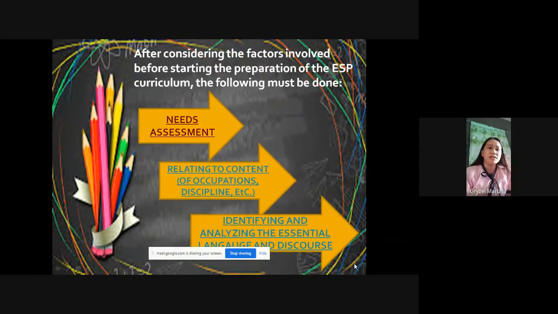Now we're done with the needs assessment, let's proceed to relating to content of occupations, disciplines, and so on.